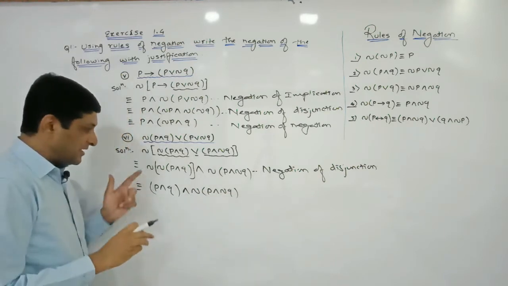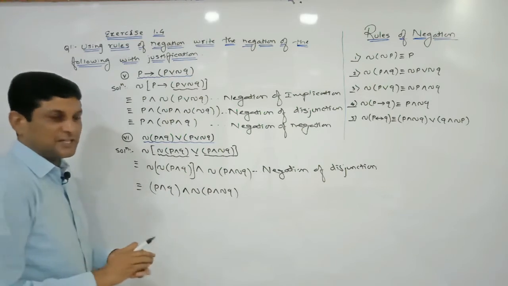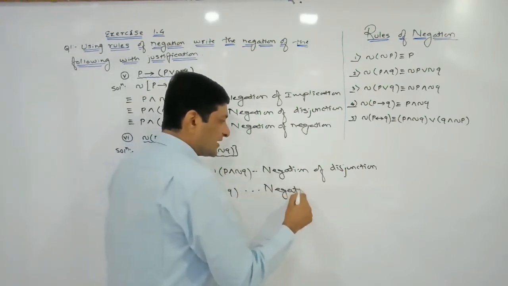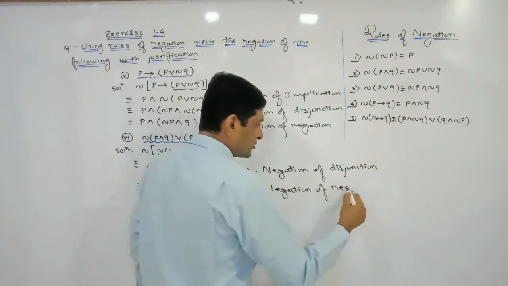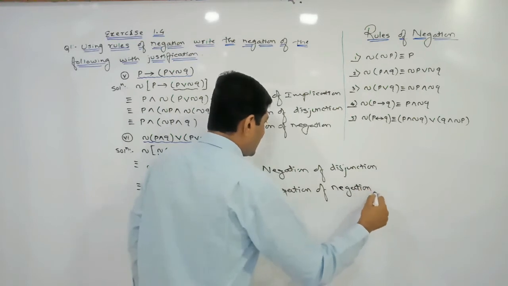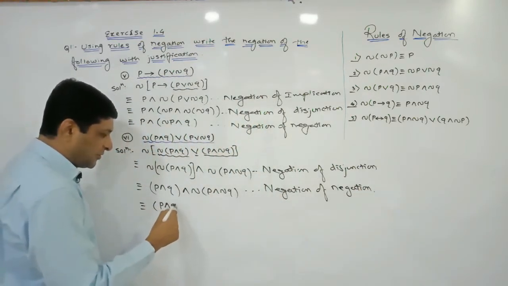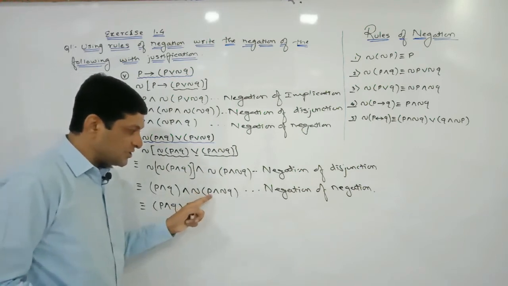Hope you are getting it. Negation of negation P is what? P, but P means what here? P and Q. Means we have applied negation on which logical connective? Negation on negation. So that's why here give the reason negation of negation. Lastly, let us write down this first bracket, means P and Q as it is, this and also as it is. Now we are applying this negation on this bracket.